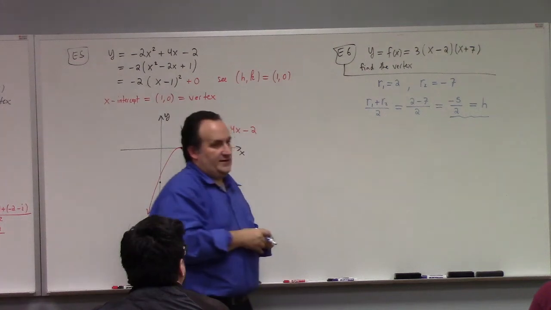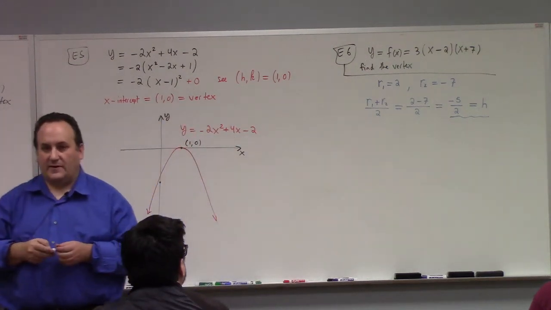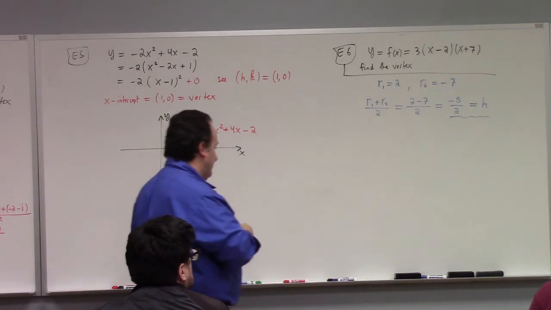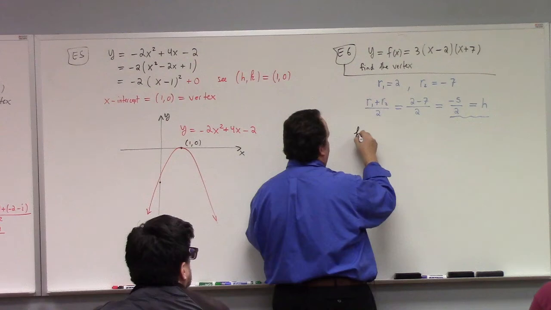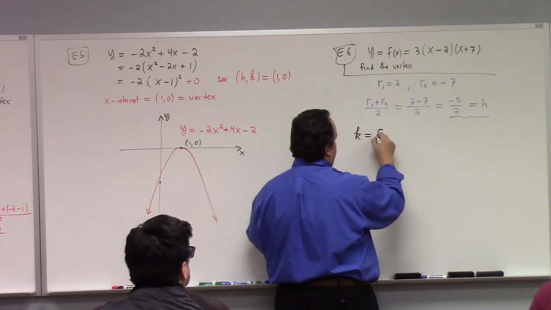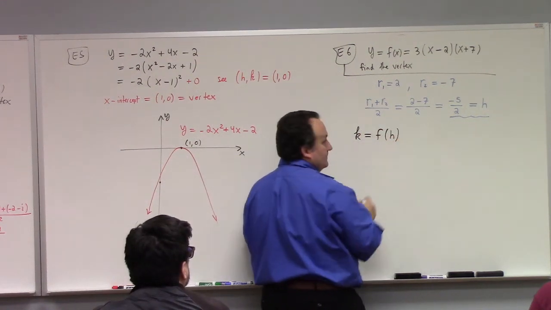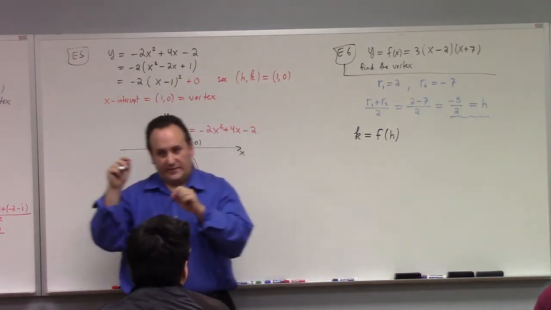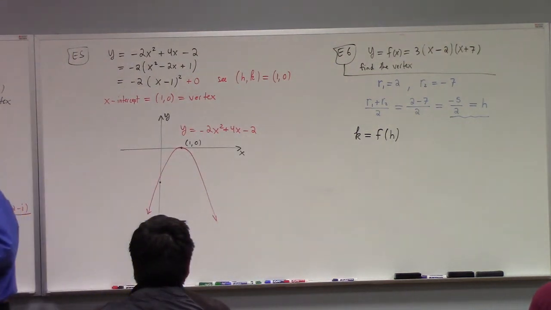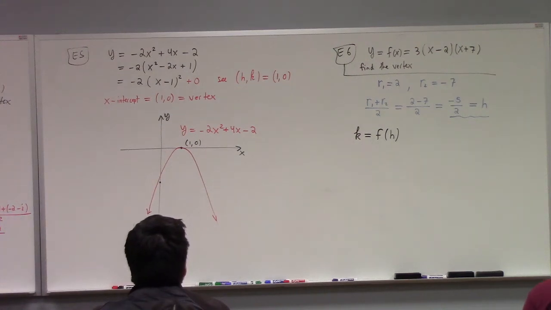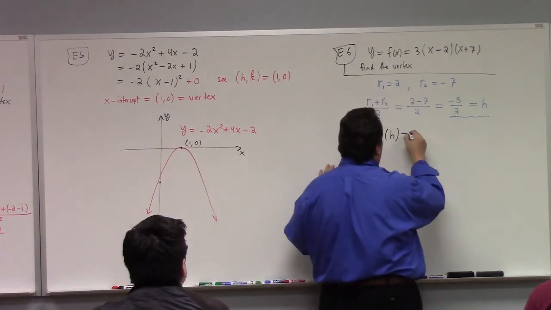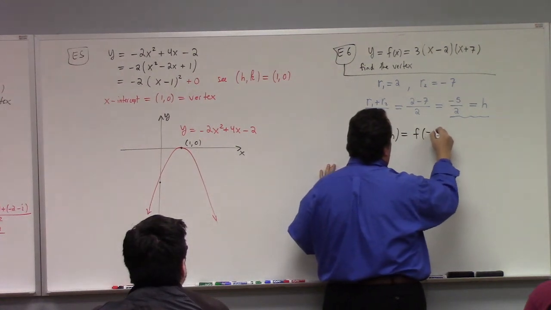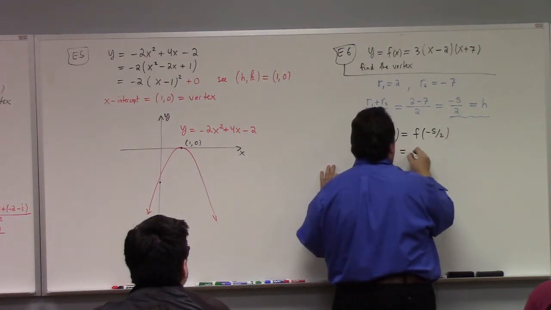Now, I need to find the vertex, right? That's half of the vertex. What's the other half? The k. How do I find k? So here's the idea. K has to be equal to f of h. Think about this. The vertex is a point on the graph, so it satisfies the equation y equals f of x. So when you plug in h, you should get back out k, right? That's the way to think about this one here. So we know h is minus 5/2. So I need to calculate f of minus 5/2, which is kind of a drag, but we can do it.